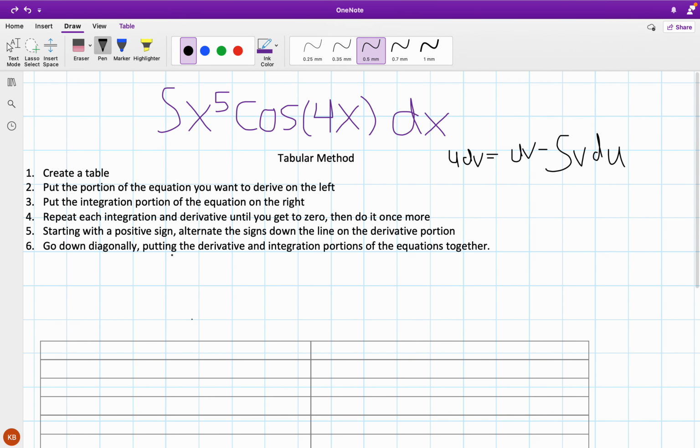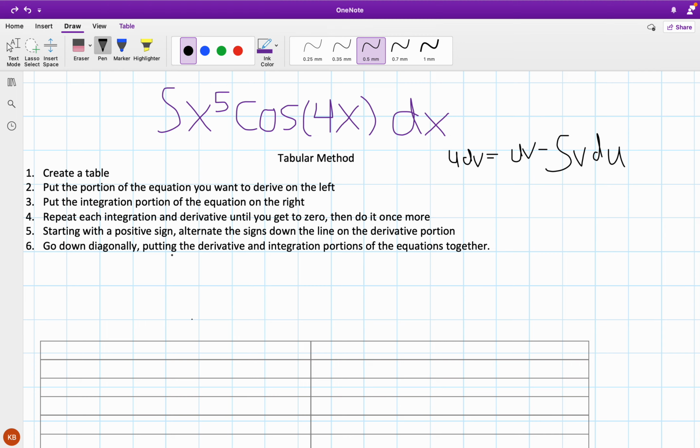The first problem for the optional exam for Calculus 2 was the integration of x to the fifth times cosine of 4x dx. So there's two ways we can complete this problem: integration by parts or the tabular method. Integration by parts takes a lot longer and is very tedious, but there are some portions of that method that we do use for the tabular method.